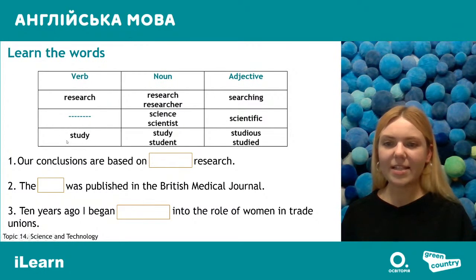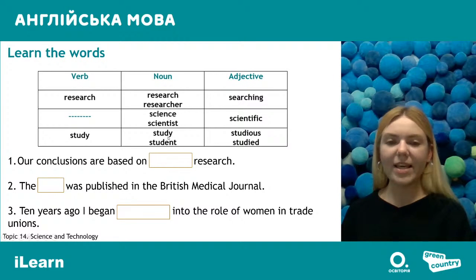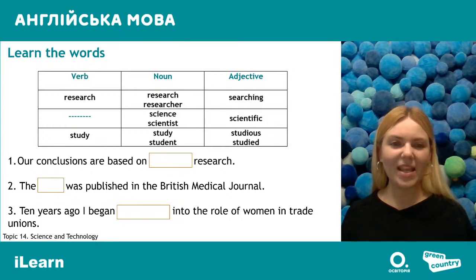And the next one is study. Study can be used as a verb. Вивчати. Also study can be a noun, a study. Дослідження або результати дослідження. Або наукова робота. And student, that can mean student, учень, so that is understandable. And also we have adjectives. It can be studious. Studious means a person who studies a lot. For example, a studious man or a studious woman or person.